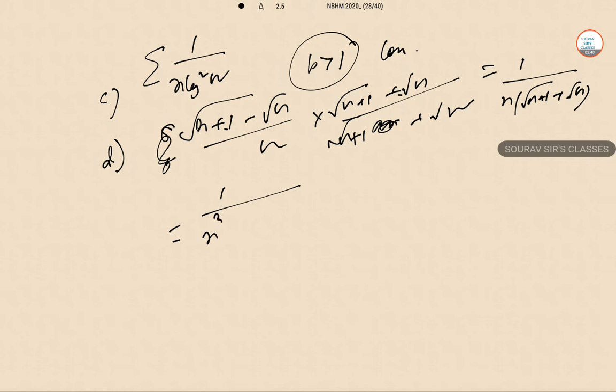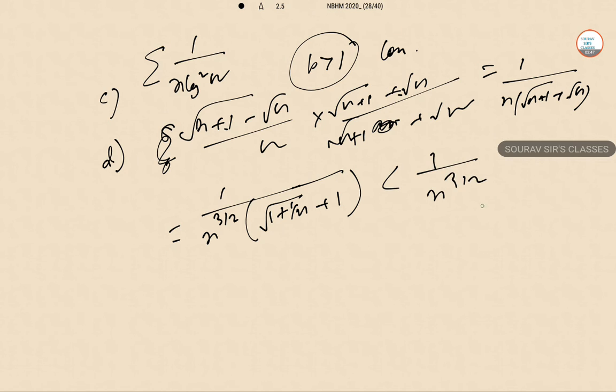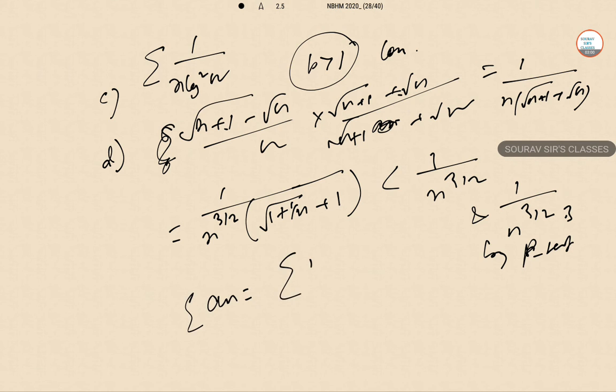So we get n to the power 3 by 2 times root over 1 plus 1 by n plus 1. This thing is less than 1 by n to the power 3 by 2, and 1 by n to the power 3 by 2 is convergent by p test. So obviously summation of an is actually a convergent series. Here's the answer.